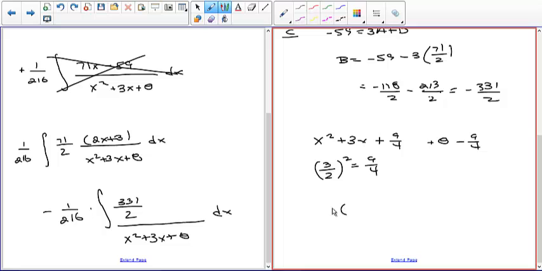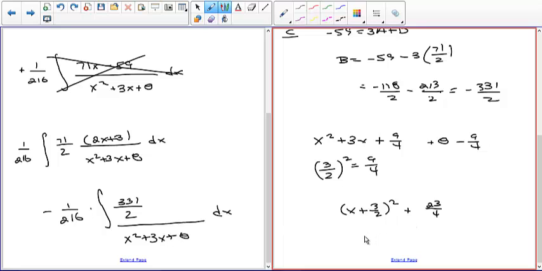So the denominator in this part can become x plus 3 halves squared, and then we have 32 minus 9, which is 23. So we end up with plus 23 over 4. So 8 minus 9 fourths is 23 fourths. 32 fourths minus 9 fourths. Okay, so this denominator becomes that.